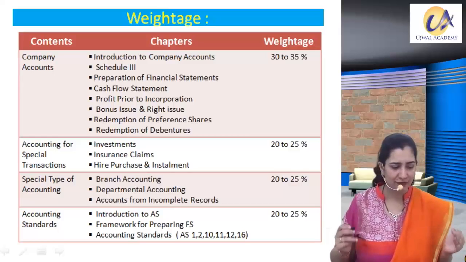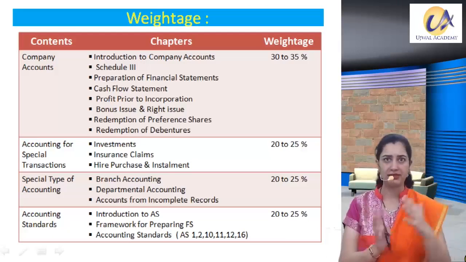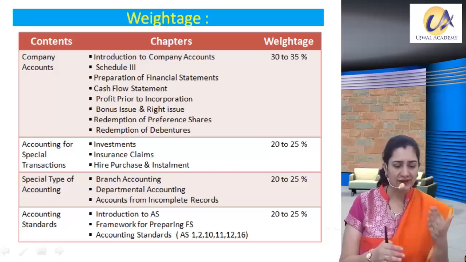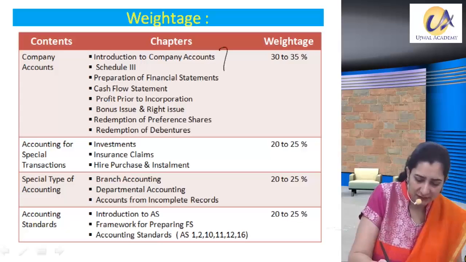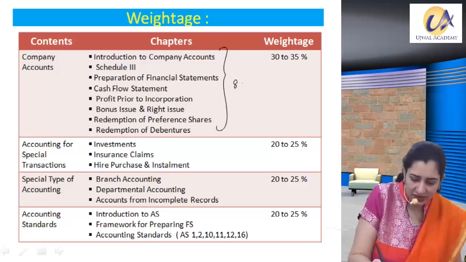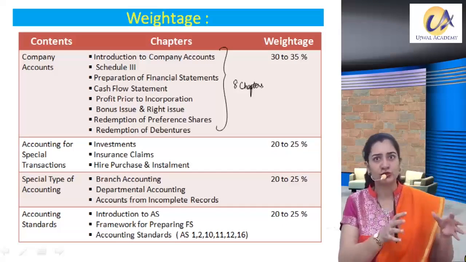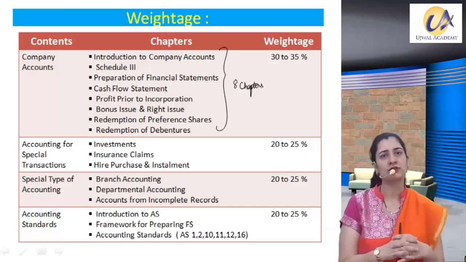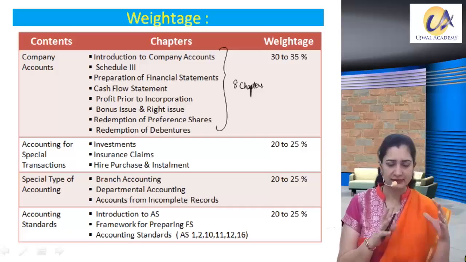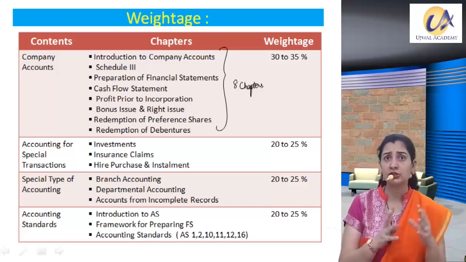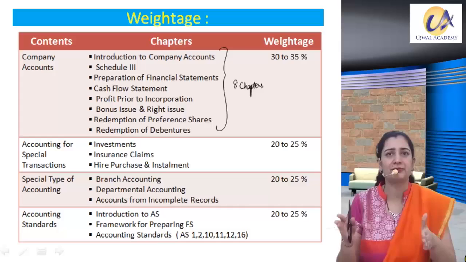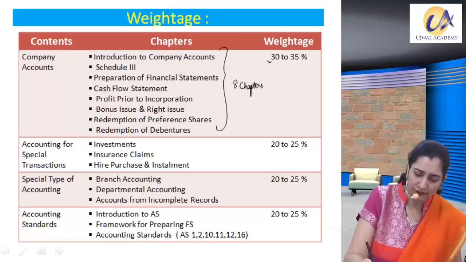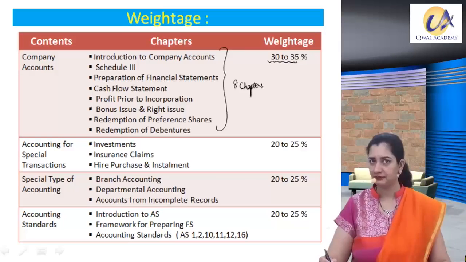As you can see, I have got first company accounts. Company accounts I have split up into 8 chapters. Not necessarily my institute also has split it like this. Our books are going to have 8 chapters of company accounts. This is the first thing. The weightage of that is going to be 30 to 35%. Again, good weightage is coming from here.